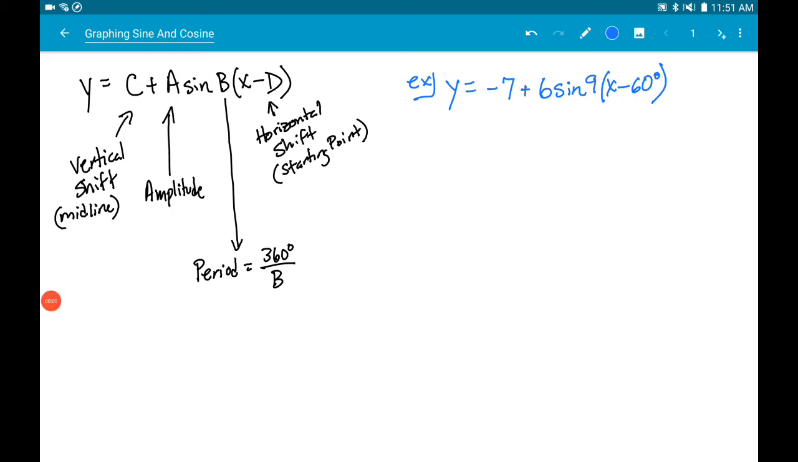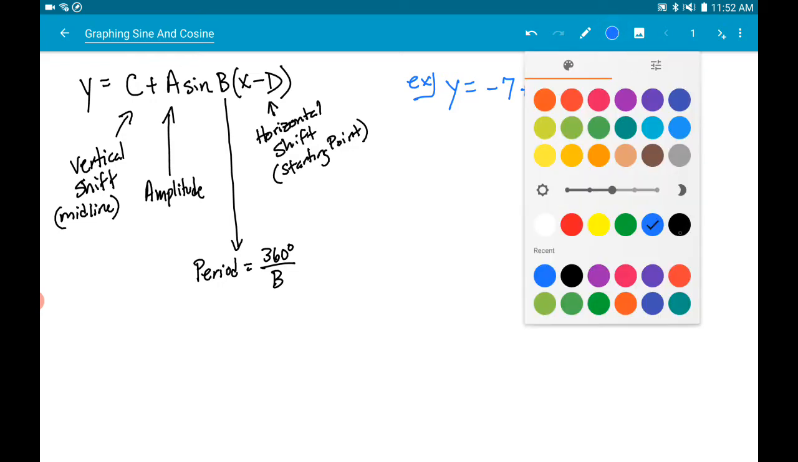Alright, hello. I just want to do a couple examples for you guys to reference of graphing some trig graphs. I've got kind of our little cheat sheet over here where we have the vertical shift, the amplitude, and then this value that helps determine the period, also related to the cycle, and then your horizontal shift, which we've been calling the starting point a little bit.